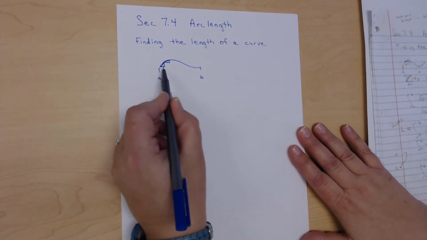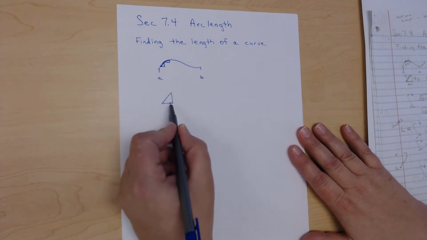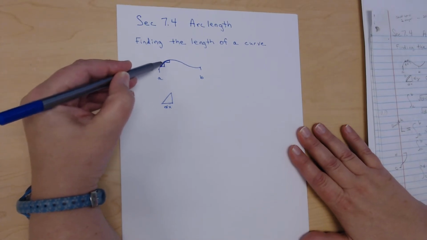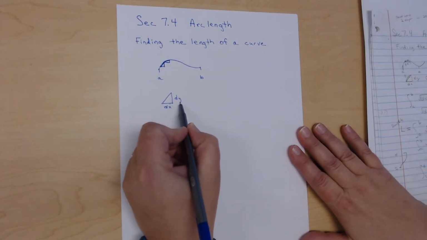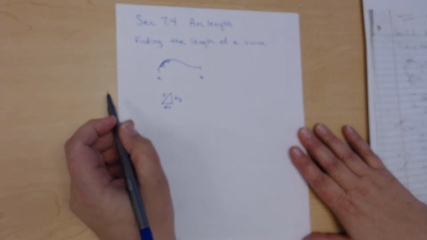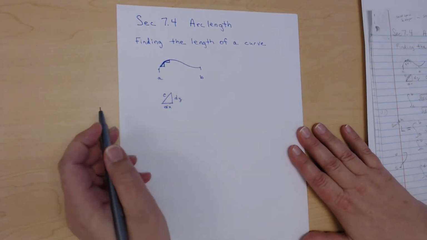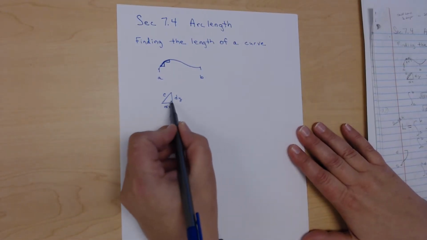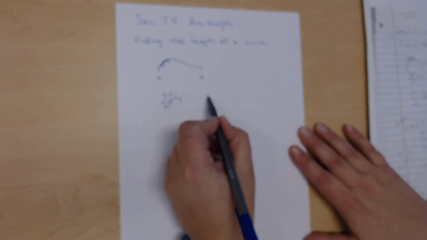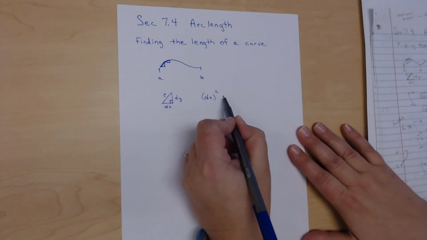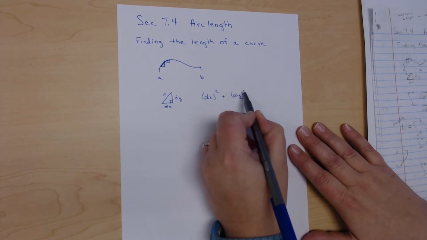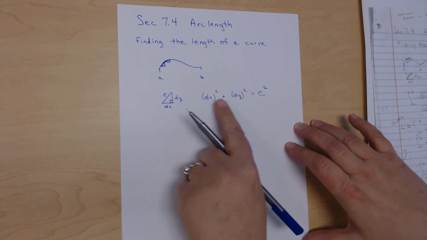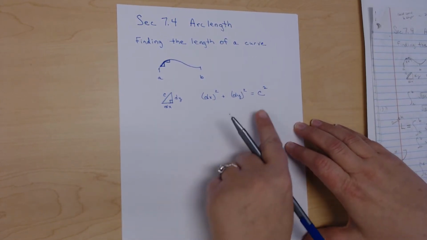This distance is the change in x, so we're going to call this dx. And this is the change in y, going up and down, so this is going to be dy, and then that'll give us our hypotenuse, which eventually the triangle and the curve will become the same. So our Pythagorean theorem says dx squared plus dy squared will equal c squared. A squared plus b squared equals c squared. All right, so we just want c.